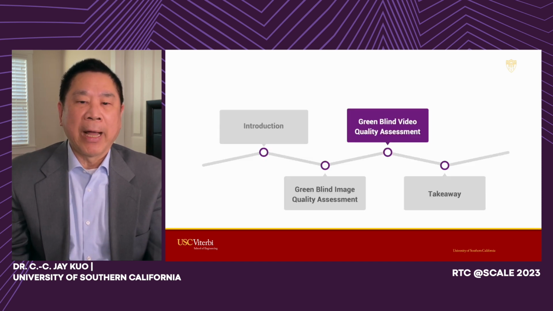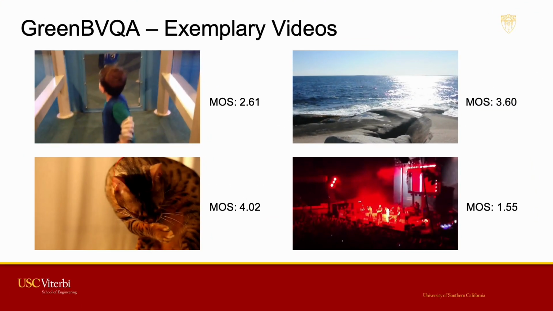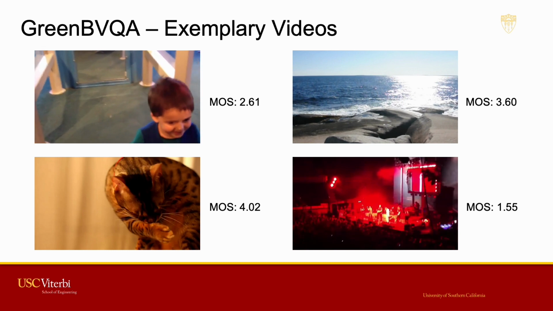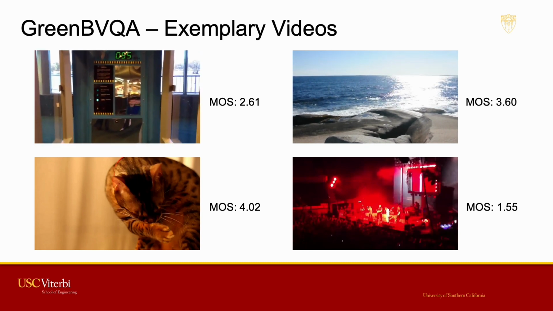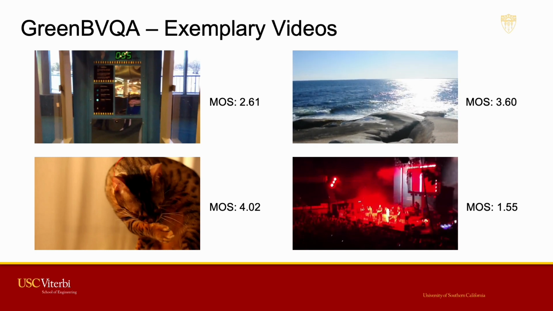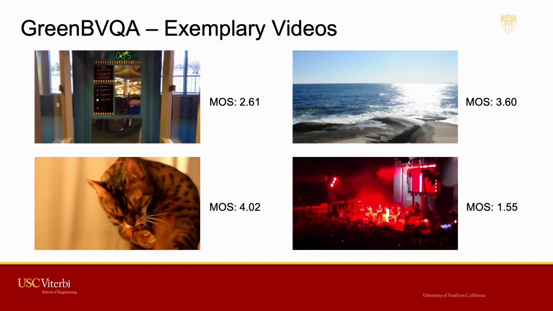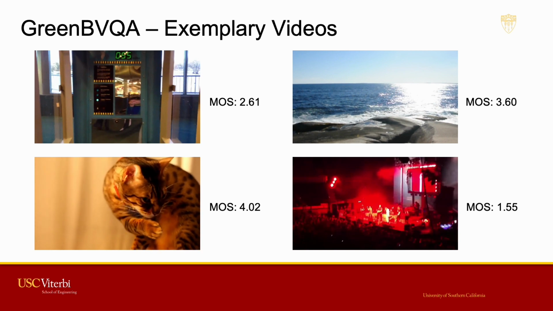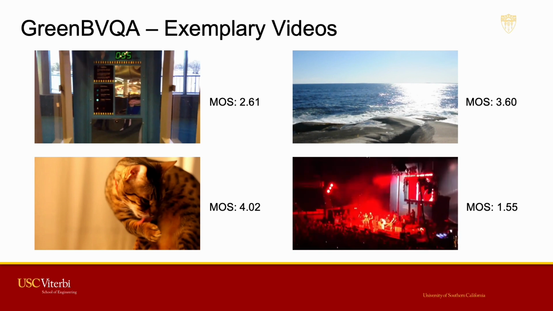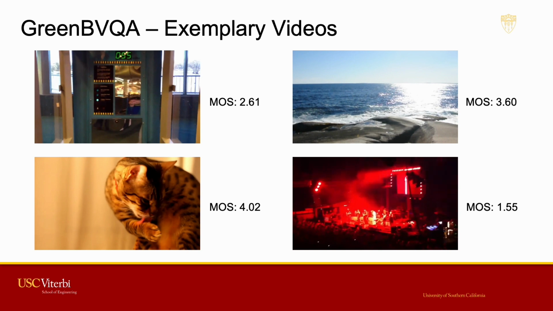Now we move to blind video quality assessment. Here there are 4 video sequences, and the top 2 are in the middle range, and the lower left one has a very high score. The mean opinion score is 4.0. It's a cat in front of some kind of background, but the cat has very high resolution, while the background is blurred. And the lower right is a concert, but the resolution and the quality of the video is not good.